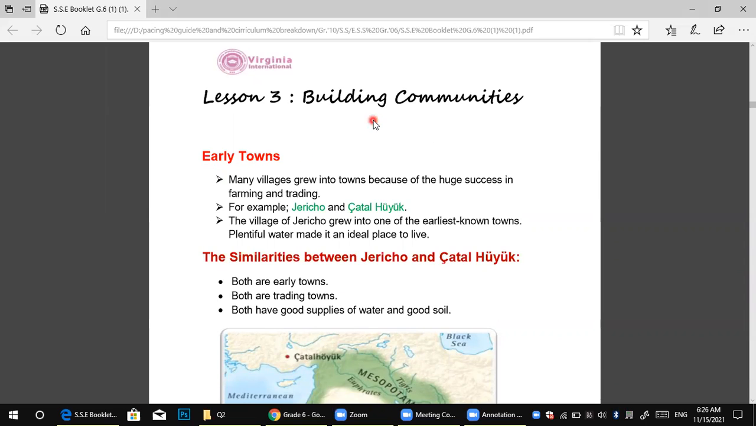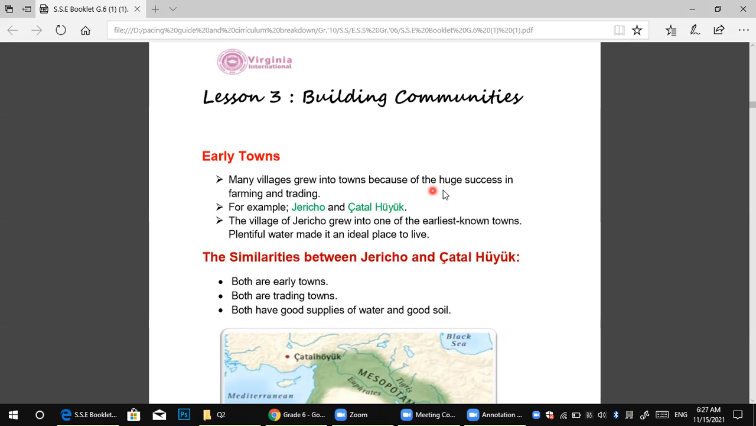This lesson is talking about building communities, how the hunters and gatherers, after they learned how to do agriculture, now progressed themselves by building communities. Here we have early towns. Many villages grew into towns because of huge success in farming and trading. As I said, after the hunting and gathering, they knew agriculture, and they tried to progress their life.